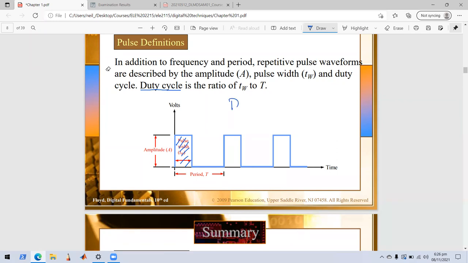So we can say DC, duty cycle, or however you want to write it, is equal to TW over T. TW is the pulse width, and this here is generally expressed as a percentage. So let's use an example. Let's say the period of this waveform was 1 second, and the pulse width was 0.4 seconds.